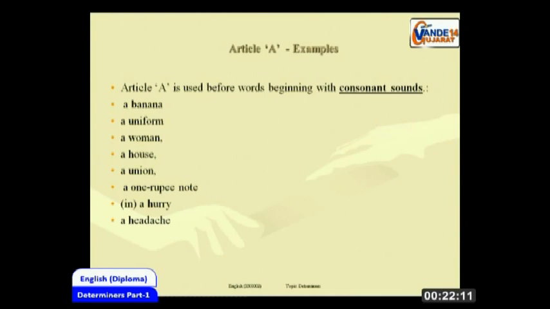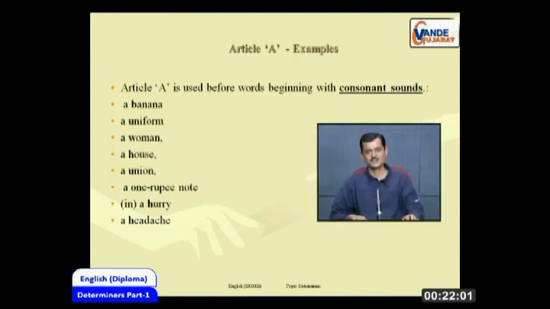Here are examples of article A. A banana, B sound, consonant sound, that's why article A. A uniform, Y sound, consonant sound, article A. A woman, W sound, consonant sound, article A. A house, H sound, consonant sound, article A. A union, Y sound, consonant sound, article A. A one rupee note. See the sound, W and not O, W sound, consonant sound, article A.